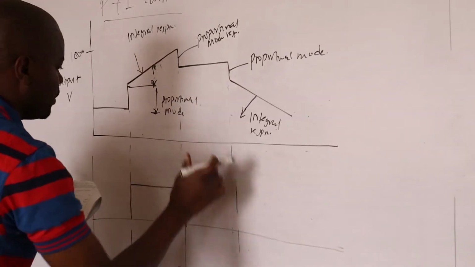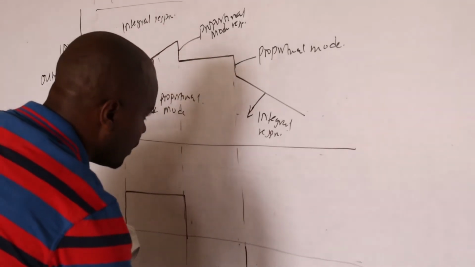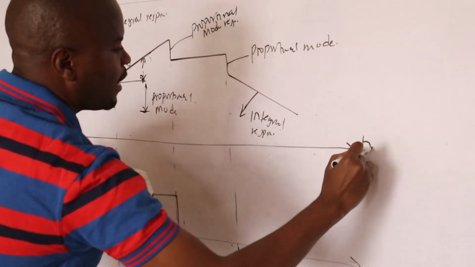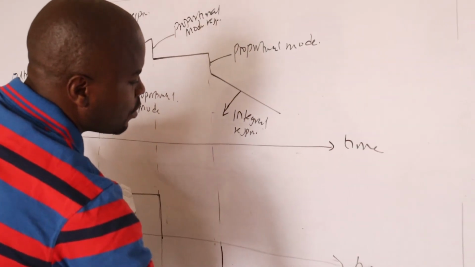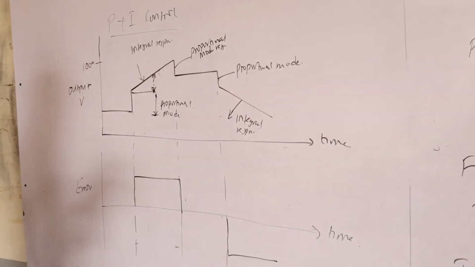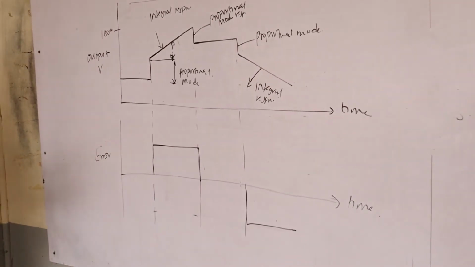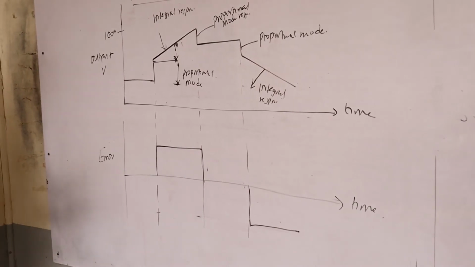Then at that point, no response. Then we have that one, time. Of course, these ones are all against time. So that is the response of a proportional integral controller, of a proportional plus integral controller.